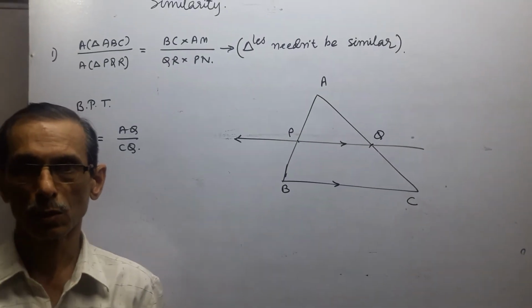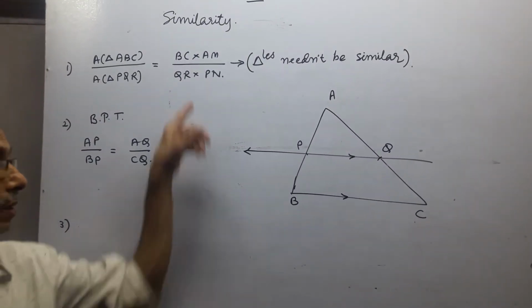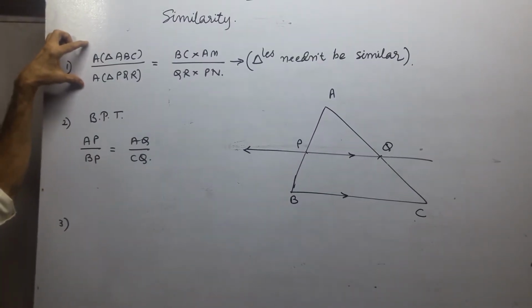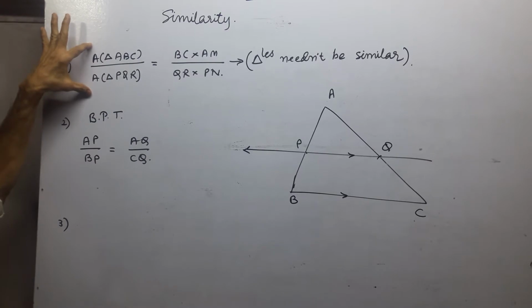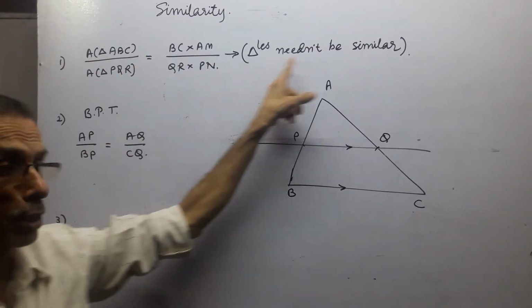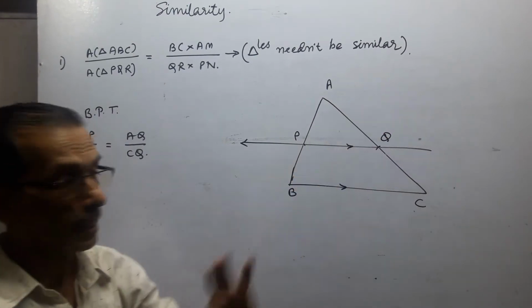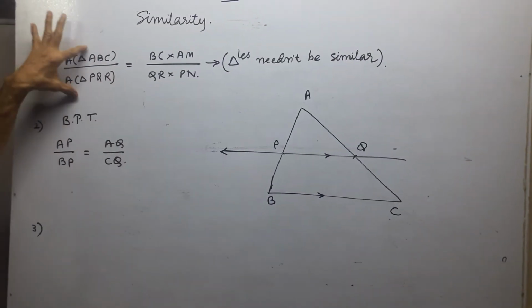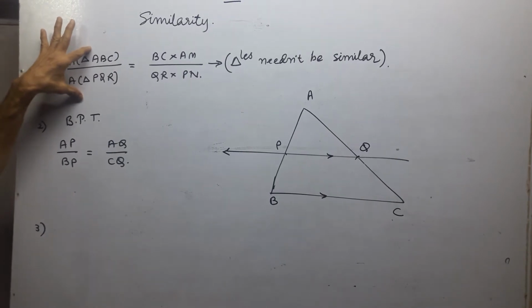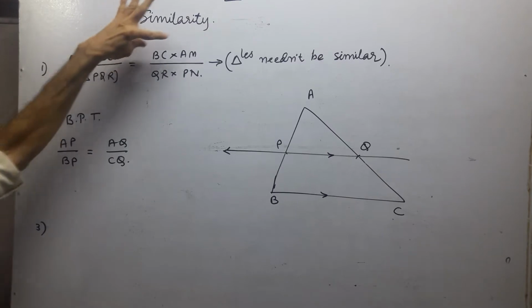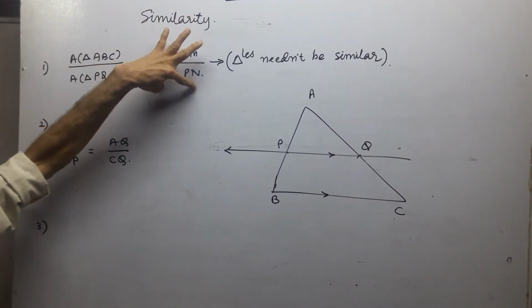Yesterday we studied two theorems. The first one is regarding the ratio of the areas of two triangles. Though this theorem comes in similarity, the triangles need not be similar. Any two triangles, whether they are similar or not, the ratio of the areas is equal to the product of the base and height.